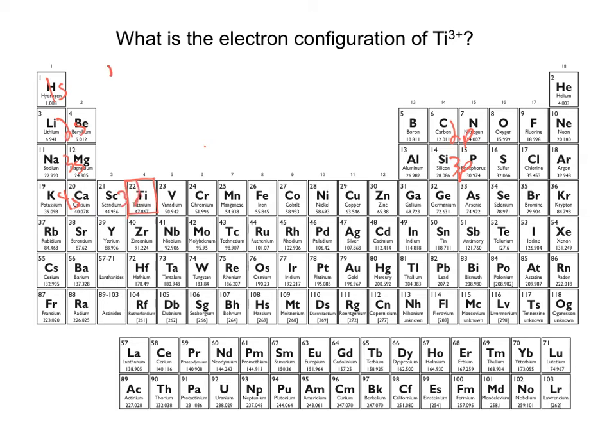So neutral titanium is going to be 1s2, 2s2, 2p6, 3s2, 3p6, 4s2, and then 3d2. And now for titanium 3+, I'm going to lose 3 electrons, and I'm going to lose the 2 4s electrons first, and then for the third one I'll lose 1 of the d's.